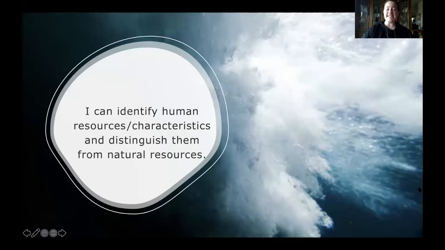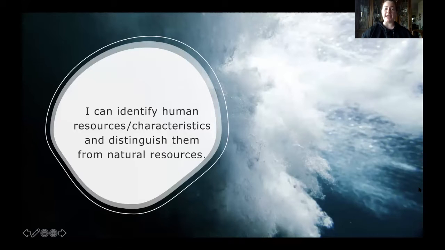Hey, first grade. Okay, are you ready for another exciting day of social studies? Let's go ahead and take a look at our target. It says, I can identify human resources or characteristics and distinguish them from natural resources. Ooh, distinguish. That's a big fancy word. That just means I can tell the difference.